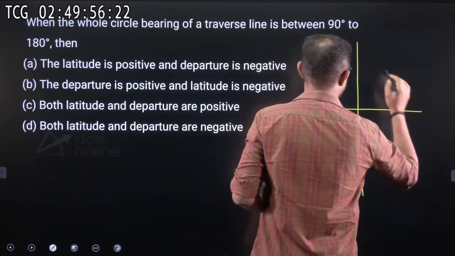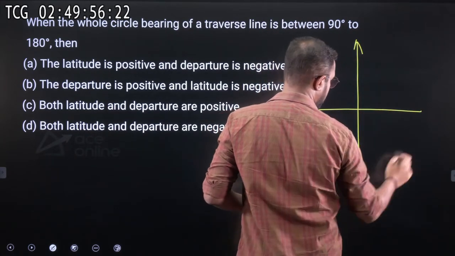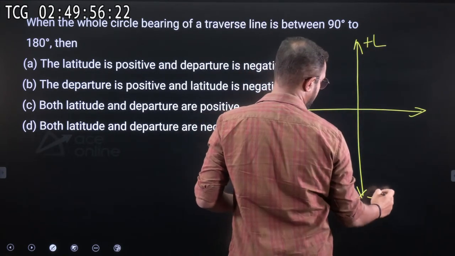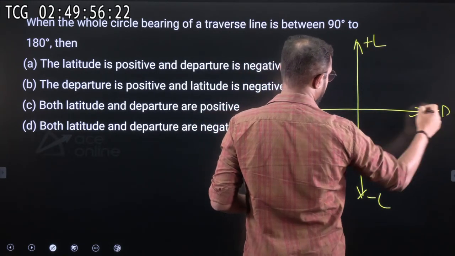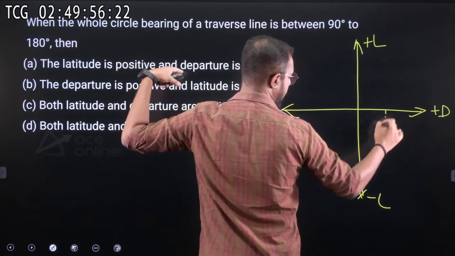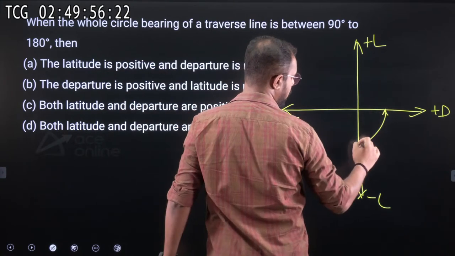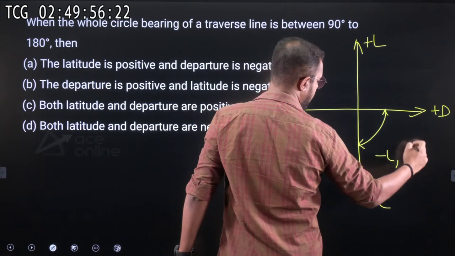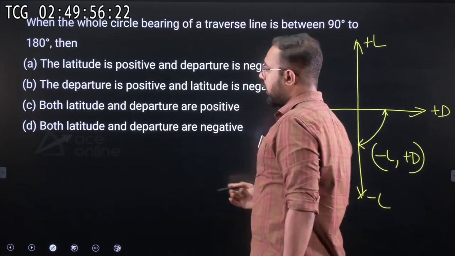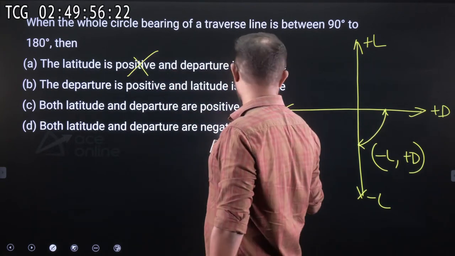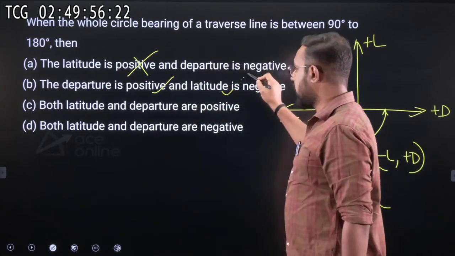So remember, this is our latitude departure axis. Positive latitude, negative latitude, positive departure, negative departure. So, where is the whole circle bearing line? The line lies between 90 and 180. So, between 90 and 180, latitude is negative, departure is positive. So, chudandi, latitude is positive, wrong. Departure is positive, yes. Latitude is negative, yes.